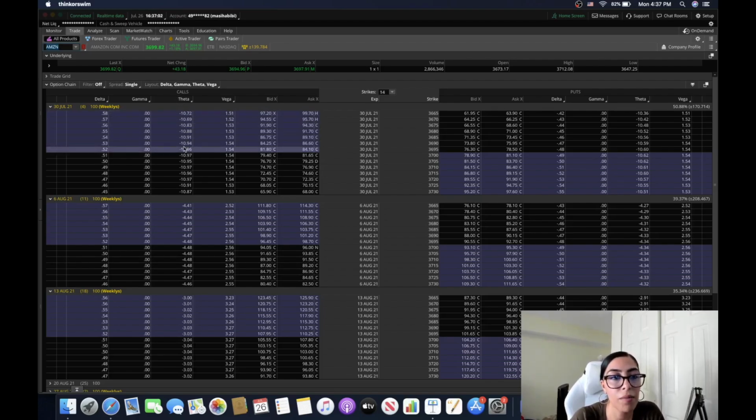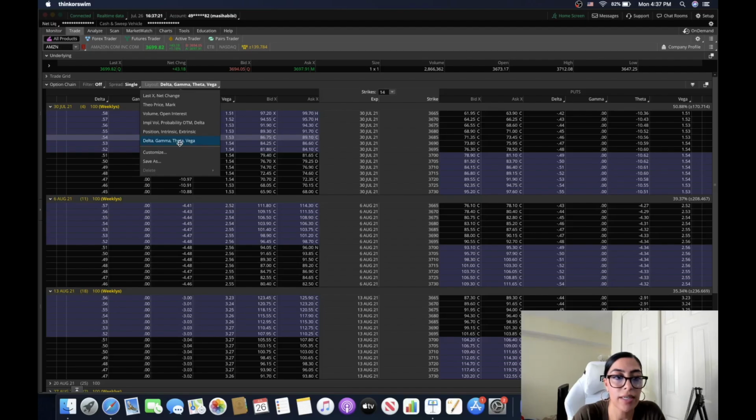Alright, for Amazon here, we can see we have the theta here. When you come to the options chain on Thinkorswim, under the trade tab, options chain, if you go to layout down here, it'll let you change whatever you see on your options chain.